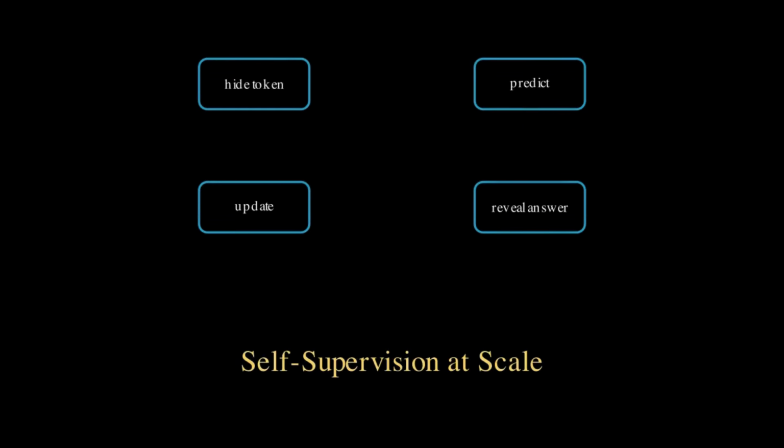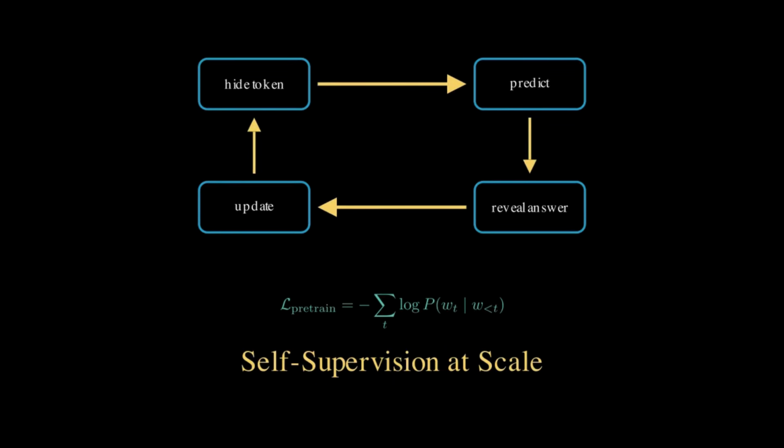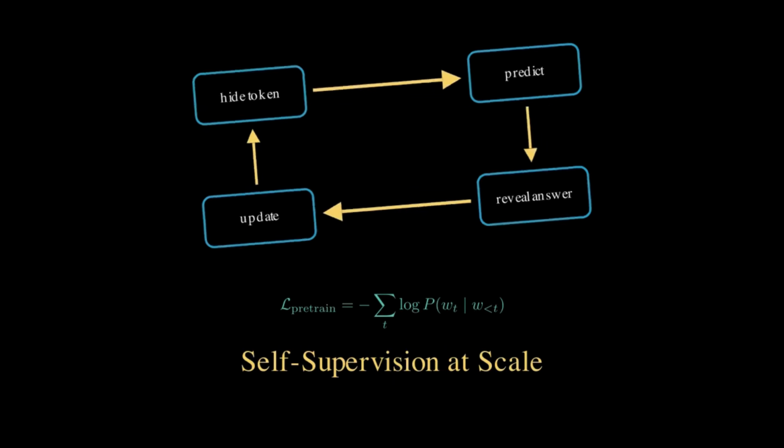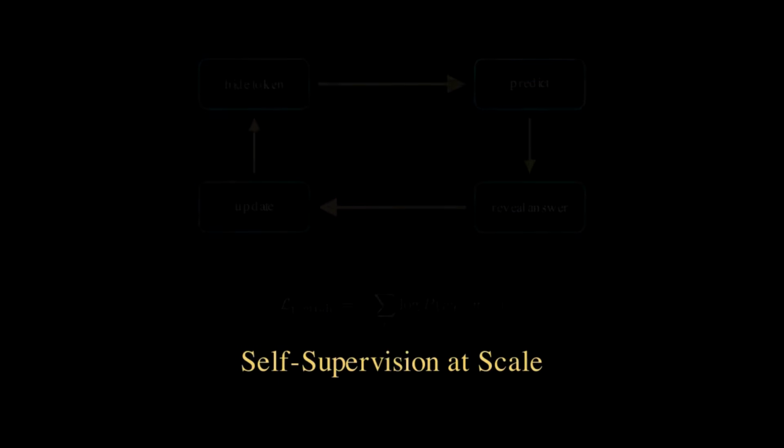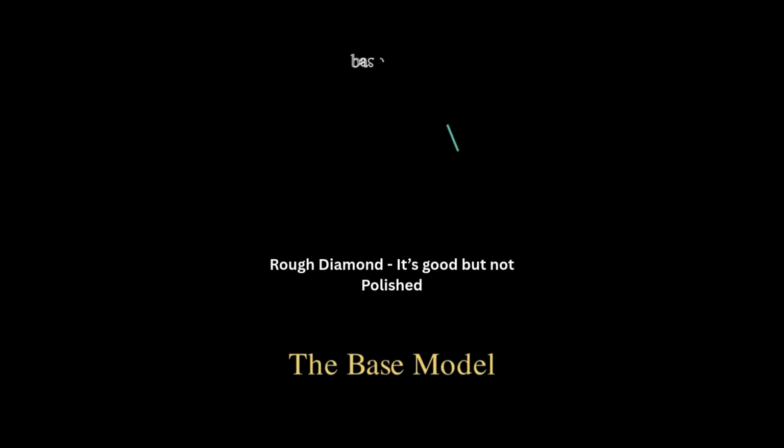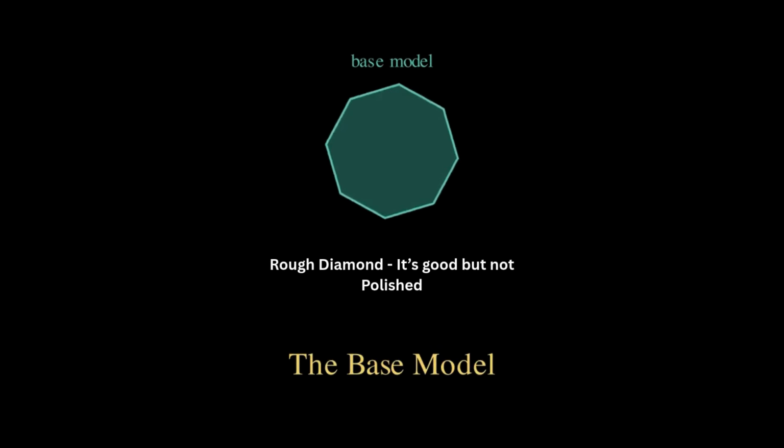Notice something remarkable. Nobody labeled this data. The answer was simply the next word already sitting in the text. This is self-supervision, and it's why we can train on trillions of tokens. Repeat this guess, peek, correct loop trillions of times, and the network stops memorizing and starts building patterns. Grammar, facts, reasoning, style, all baked into billions of continuous weights. The result is the base model. Think of it as a rough diamond. It has absorbed the world's text, but it isn't polished yet.